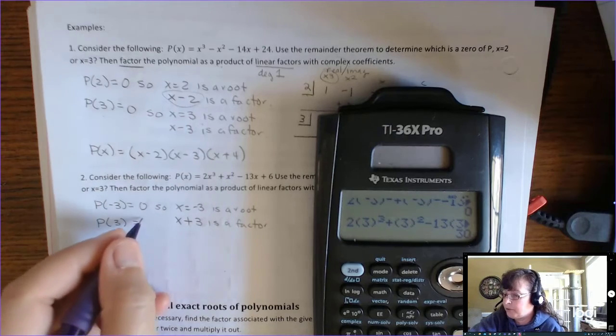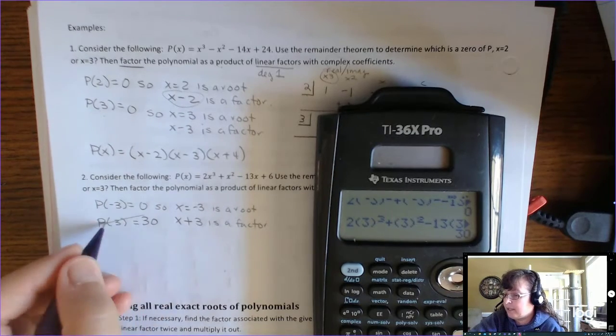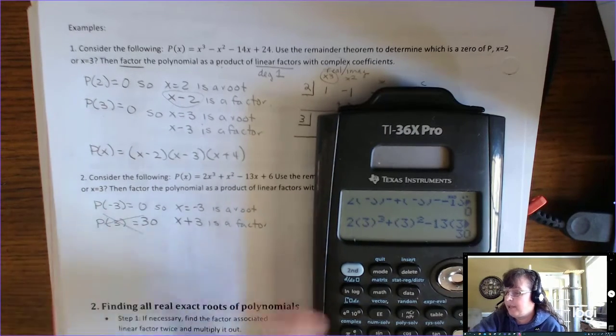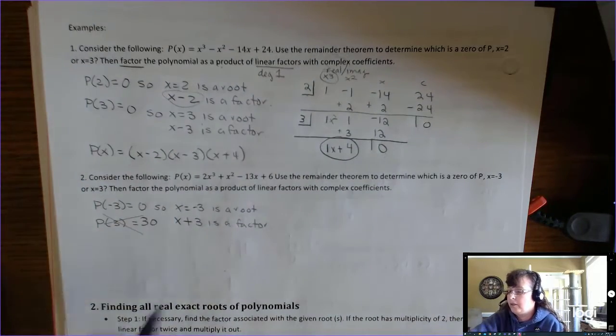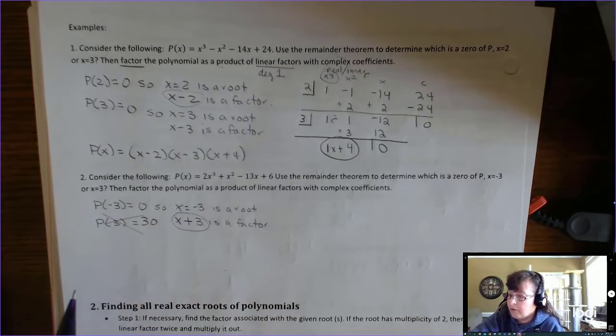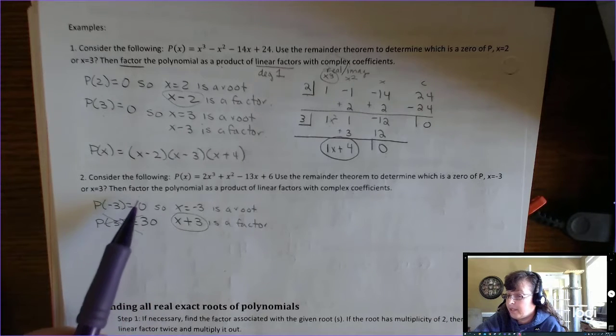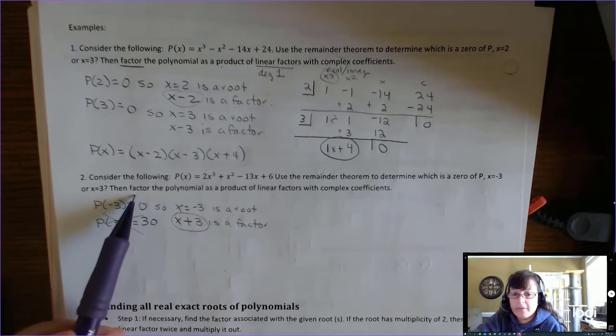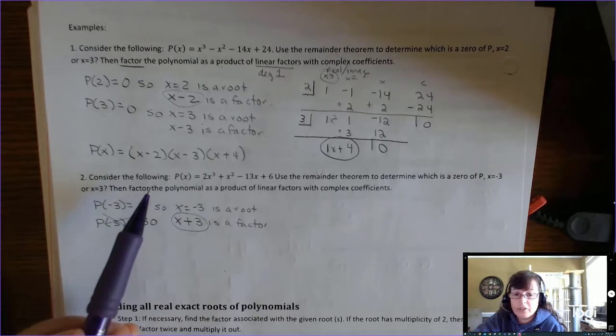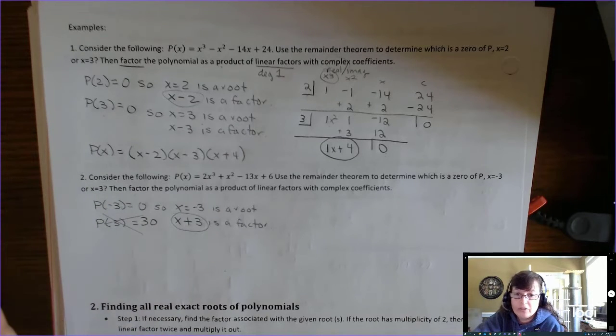And that equals 30. So that means that 3 is not a 0. So we only have one factor. Alright, well we can use that factor because up before in the other page I said that a really cool way to factor is long division or division, and we can use synthetic division.